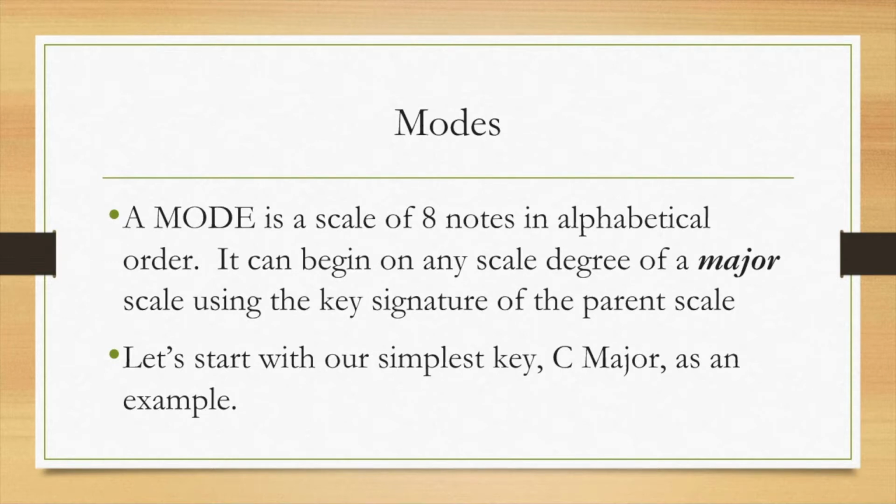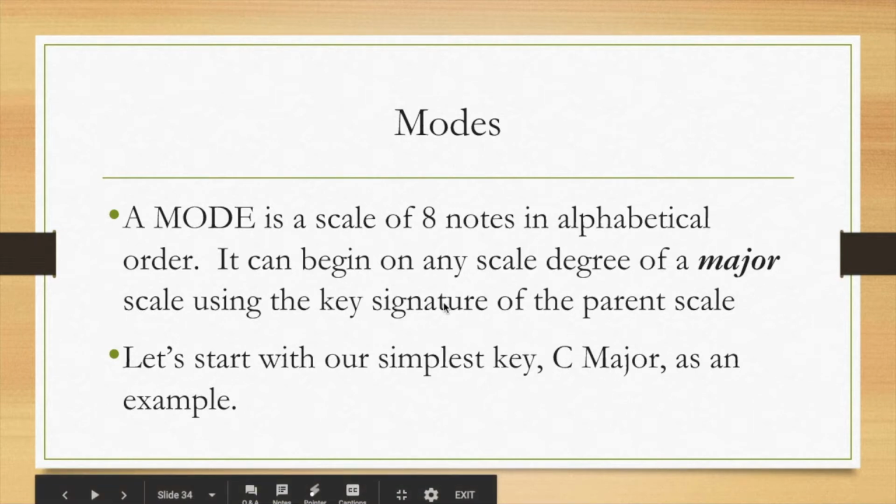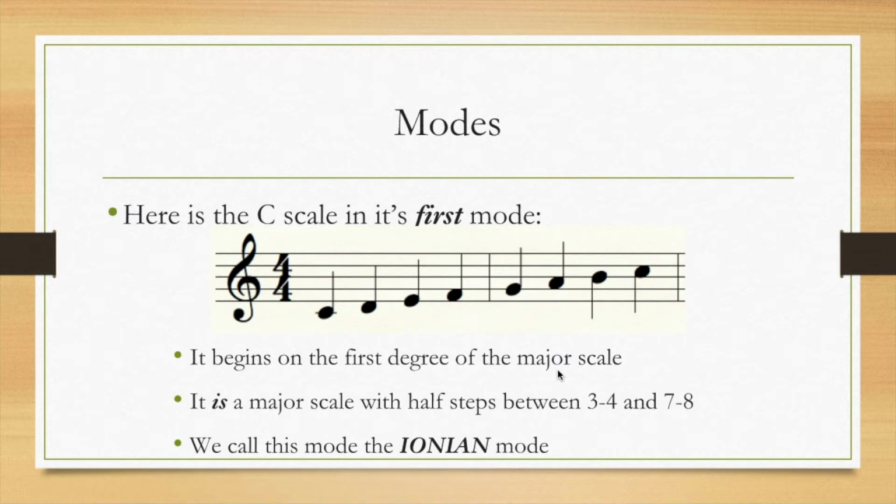A mode is a scale of 8 notes in alphabetical order. It can begin on any scale degree of a major scale using the key signature of the parent scale. And it really isn't that hard. It's actually easier than all of the stuff that I just taught you in all of the major to minor keys. So let's start out again with our simplest key, C major, as an example.